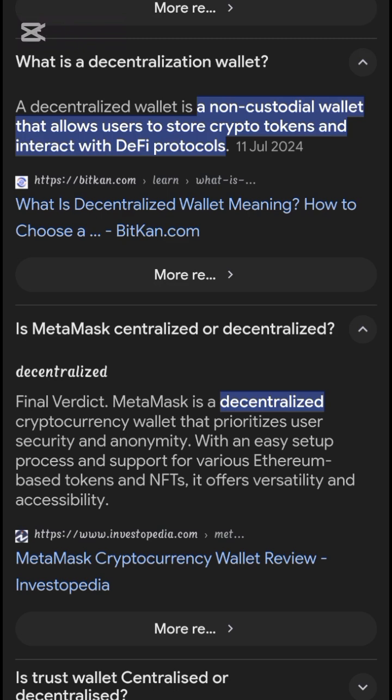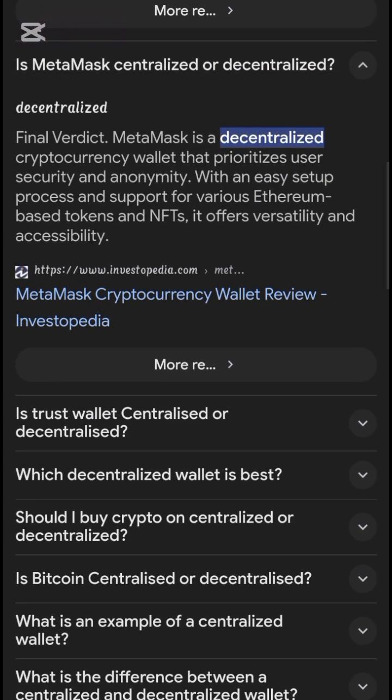But with a decentralized wallet, when you open it, you create a key phrase for you to keep. Once your key phrase goes missing, those who produced the app that owns the wallet don't have access to it. That is a decentralized wallet, non-custodian. But a centralized wallet is a custodian.